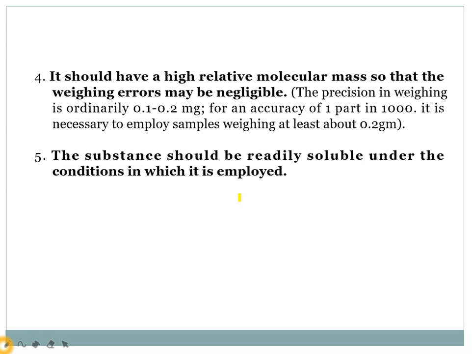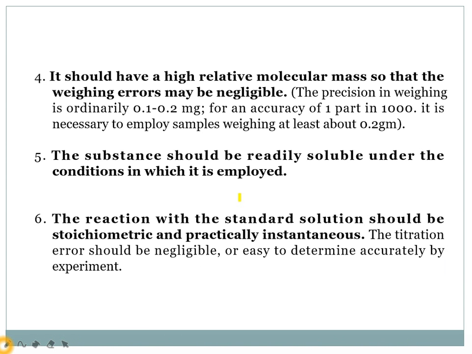That means they should be readily soluble in the solvent, in a suitable volume and suitable atmospheric conditions. And the sixth one is that the reaction with the standard solution should be stoichiometric and practically instantaneous, so that almost all titration errors can be avoided, and it should be easy to determine accurately by experiment.